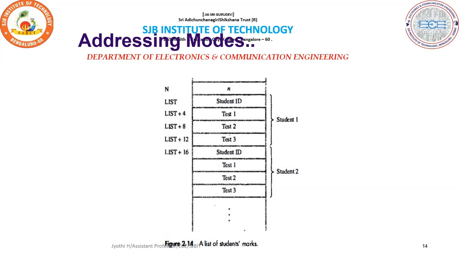We should note that they represent a two-dimensional array having n rows and four columns. Each row contains the entries of one student, and the columns are the ID and the test scores.